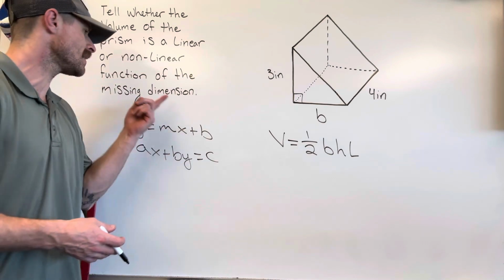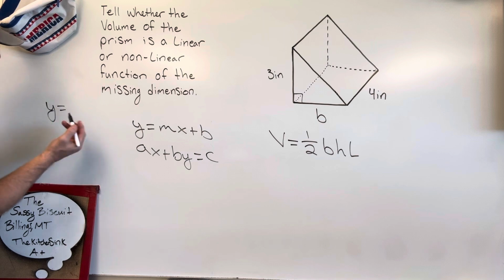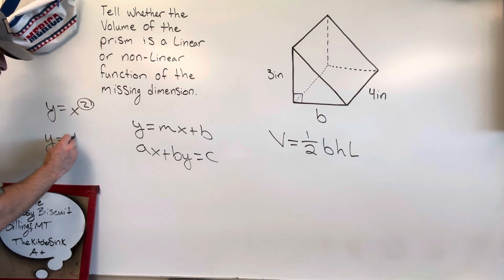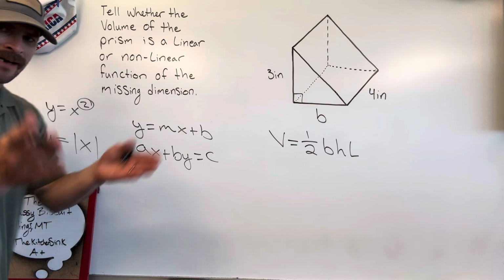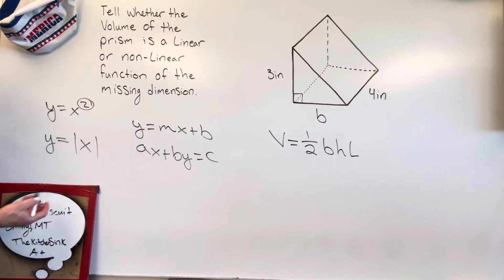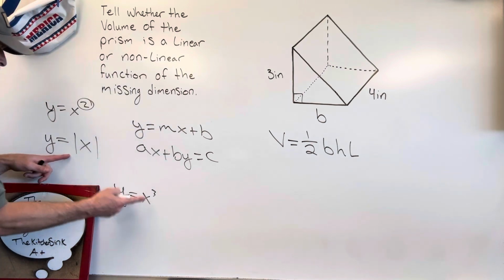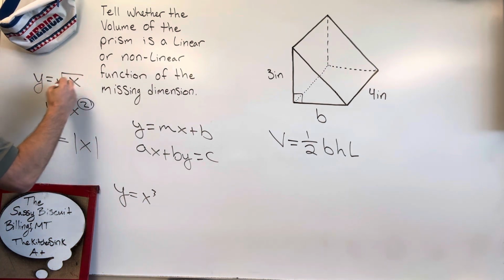Nonlinear equations, nonlinear functions, are going to have different parts to the function. For example, it could be a quadratic. Quadratics have x squared in there. We could have an absolute value function. That means we're going to have absolute value bars around the x, which means we're going to have that V shape when we graph it. We can have cubics, right? Y equals x cubed. Nonlinear, nonlinear, nonlinear. We could have square roots, which would make nonlinear functions.